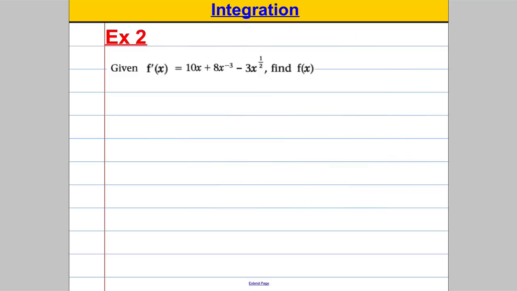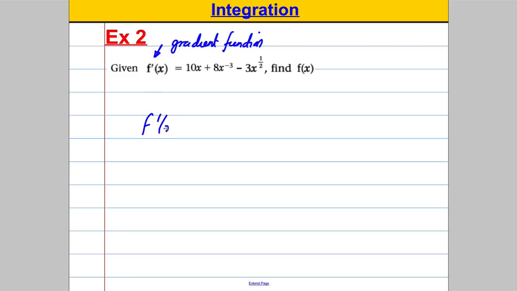Imagine I told you this is slightly different notation. I haven't got y, but I've got f dashed x is equal to this. Find f of x. This is the exact same. This again means the gradient function. You'll remember from previous videos. So it's asking me to integrate f dashed x to find f of x. Just like I did before, let's give ourselves plenty of space.